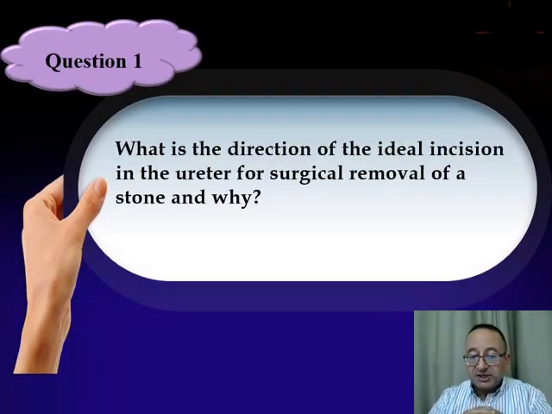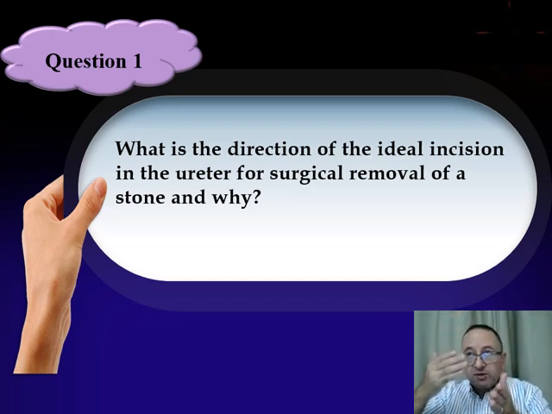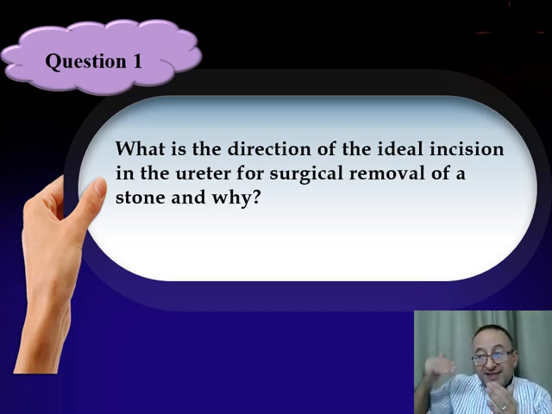What is the direction of the ideal incision in the ureter for surgical removal of a stone, and why? I summarize the question again. For the line of incision, can I open longitudinal, transverse or oblique? How do I make my incision, from the lateral aspect or medial aspect, and why?